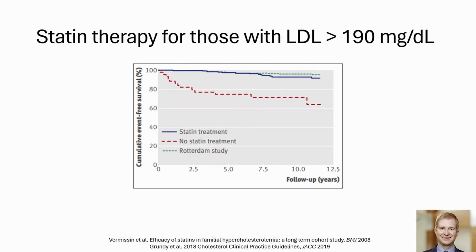So now the next question is, well, if we get these patients on a statin, does it really help them? And it really does decrease their risk. This was a study in patients with familial hypercholesterolemia who had significantly higher cumulative event-free survival compared to those that did not get started on a statin. They also demonstrated, which I think is very important, that the outcomes of patients who did get started on a statin was really similar to that of the general population.